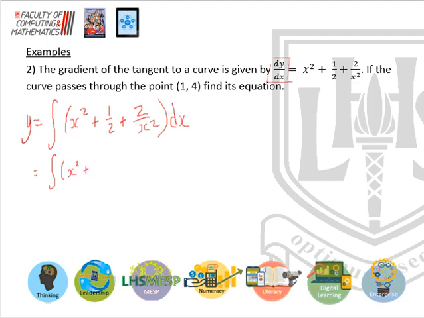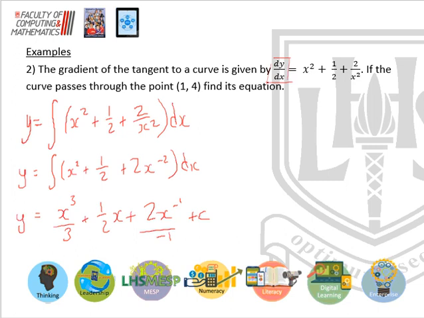It's going to be x squared plus a half plus 2x to the minus 2 with respect to x, and then integrating that is x cubed over 3 plus half x plus 2x to the minus 1 divided by minus 1 plus c. Okay, which rearranging, y is then going to be equal to x cubed over 3 plus half x minus 2 over x, dealing with the 2 divided by minus 1 and then the negative power, plus c.